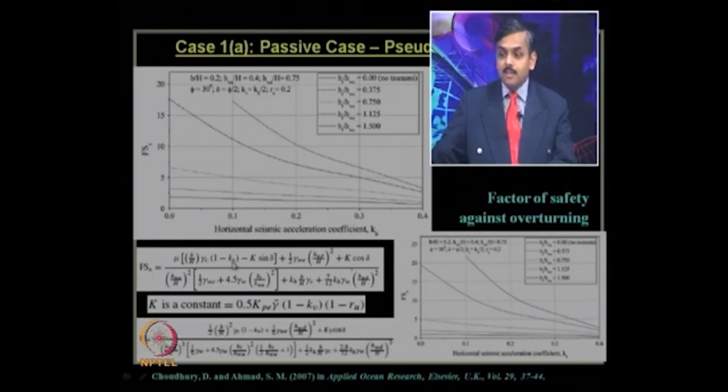So, this kV is the vertical seismic acceleration coefficient. This k is a constant which we have defined as this expression, that 0.5 times Kpe gamma bar (1 minus kv) times (1 minus Ru). How is Ru known? For a particular soil with known water table and saturation condition, you know the pore pressure ratio. So, that pore pressure ratio and given input value you can calculate gamma bar, as I have already mentioned, knowing the water table level.